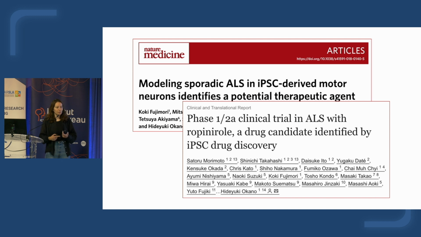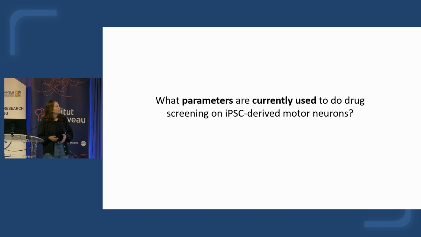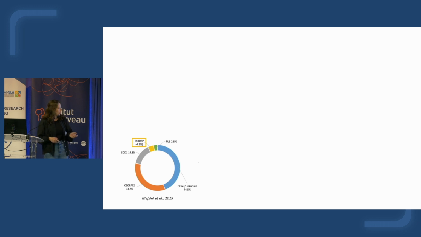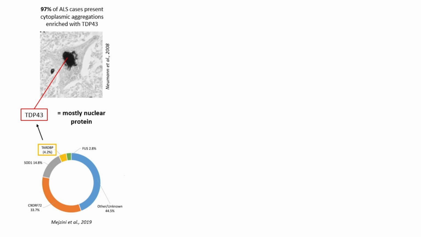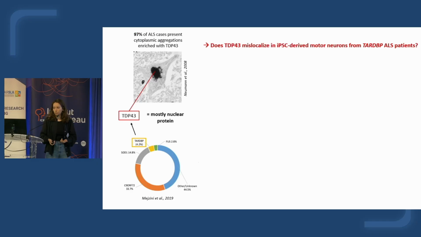We are doing drug screening, but our question was: what parameters are we currently using to do drug screening in these motor neurons? What are we rescuing as a parameter? In the lab, we work mostly on TARDBP, which by now you know encodes the TDP43 protein that is mislocalized in ALS patients. So we asked: does TDP43 mislocalize in iPS-derived motor neurons? Because today this is one of the parameters that we use to do drug screening.